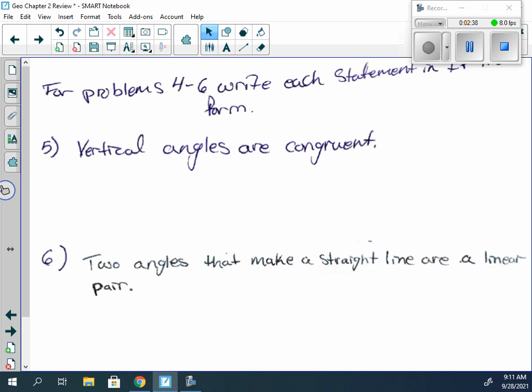So for number 5, we would have to do the same thing. We have to change the wording a little bit, because we can't say if vertical angles then are congruent. Because what are vertical angles? Well, it's how many angles? 2 angles. So if 2 angles are vertical angles, then they are congruent. We need a way to test it, to show that it's true, so I need a way to define what we're talking about. Our hypothesis and conclusion.